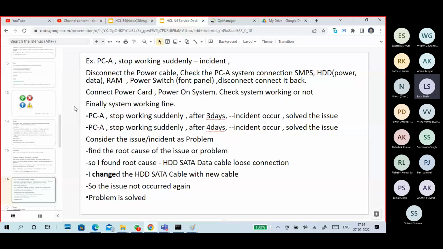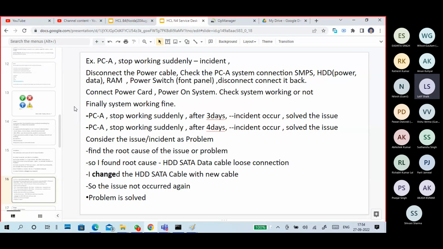Again the incident occurred. I tried again, but this time I concentrated on the hard disk connection. The same thing occurred, a repeated occurrence of the incident. Then I considered that it is a problem. I wanted to find out the root cause, where exactly these loose connections are occurring. I found that it is not a hard disk problem, it is a cable problem.